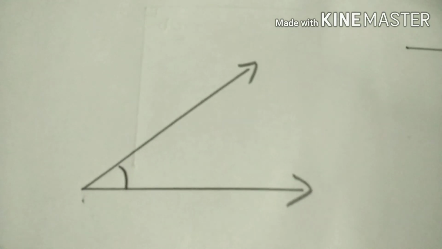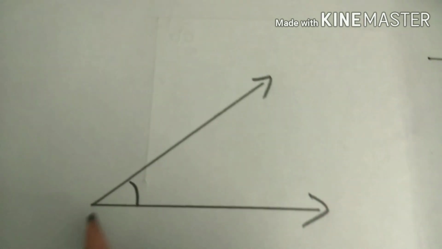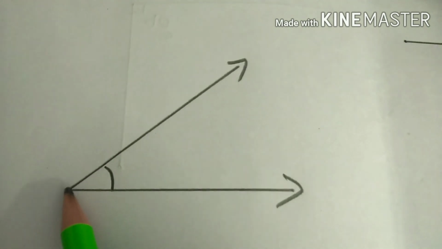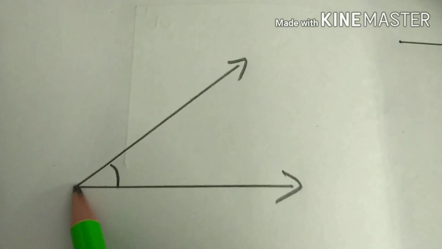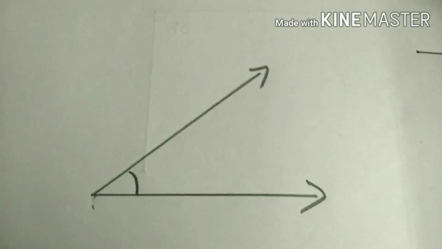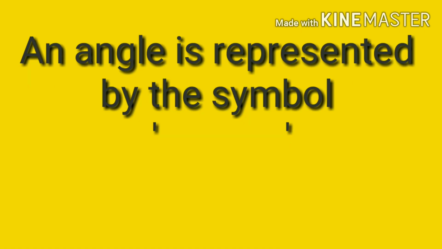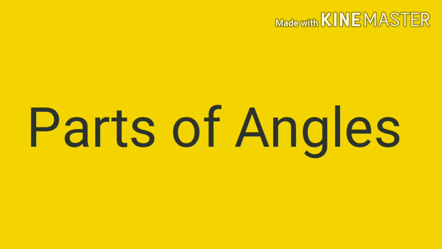I repeat, in geometry, an angle can be defined as a figure formed by two rays meeting at a common endpoint. An angle is formed by two rays meeting at a common endpoint. An angle is represented by the symbol. Parts of the angles.